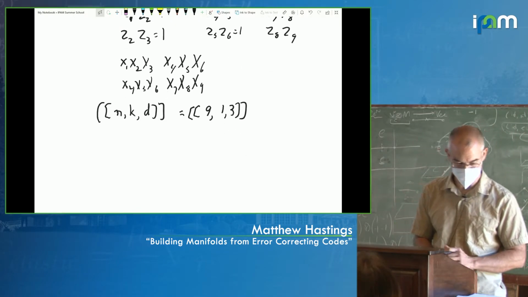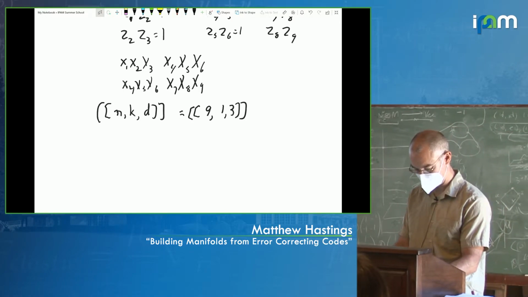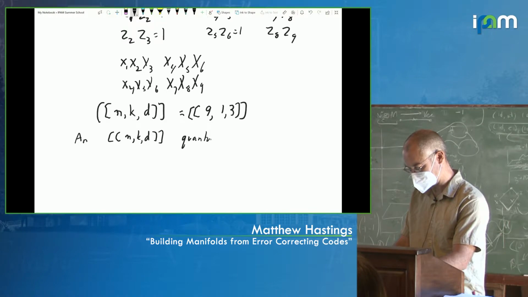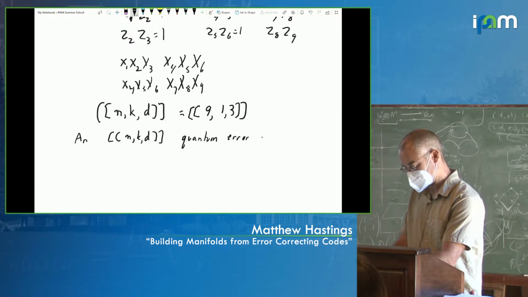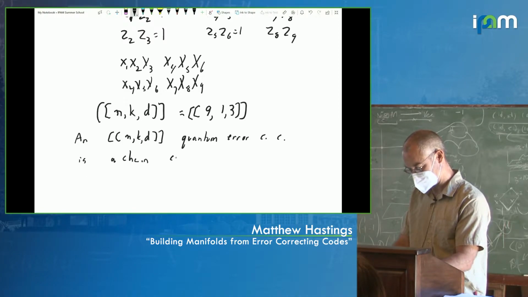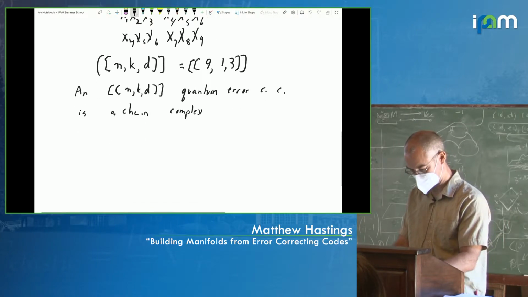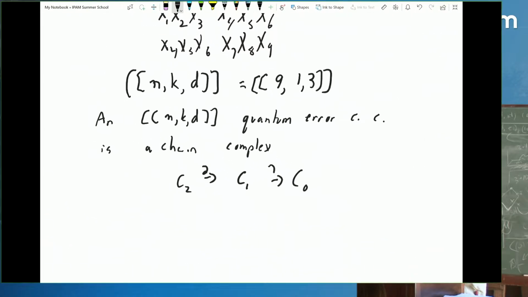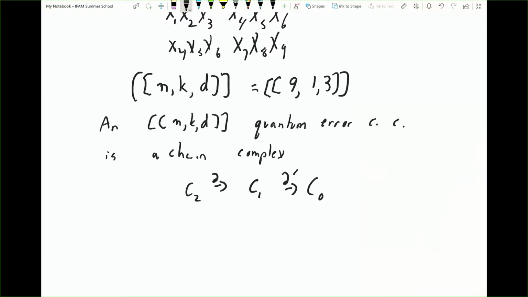So formally, what it gets defined by, again, is a chain complex. An N, K, D quantum error correcting code, and technically I should say CSS, because this is a particular type of quantum error correcting code, is a chain complex C2 to C1 to C0 with some maps, grad and grad prime, where all these are over F2, and this middle thing will be F2 to the n. This middle dimensional thing will be the number of qubits.